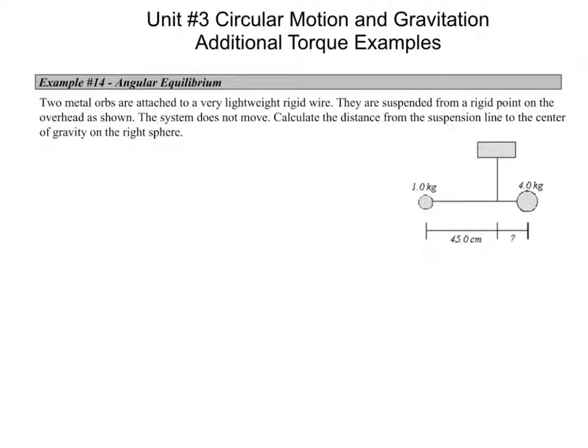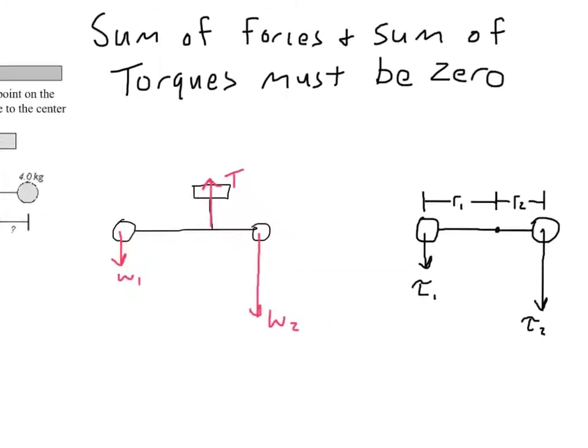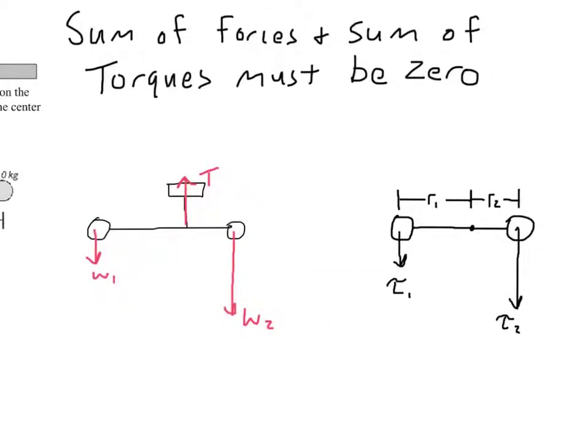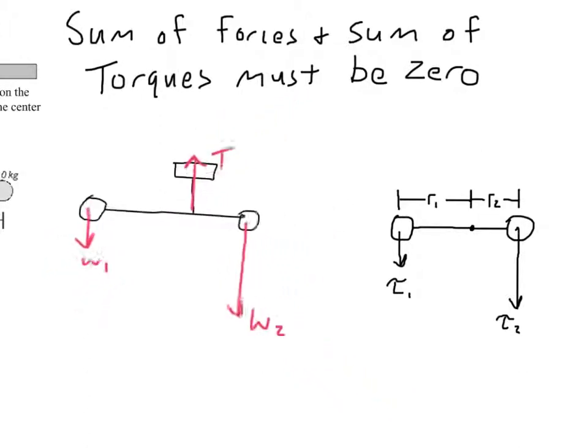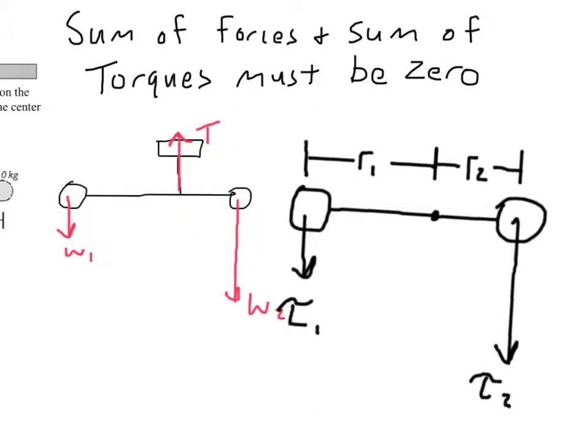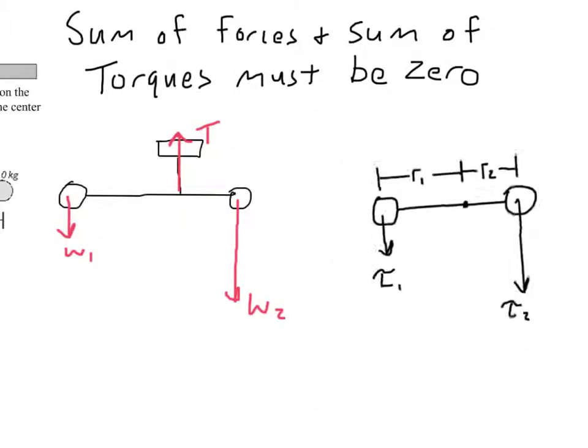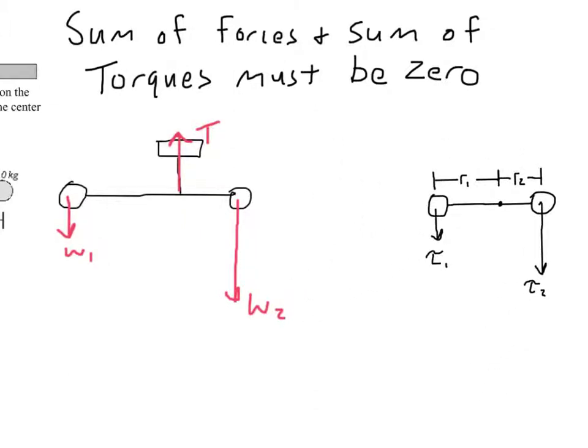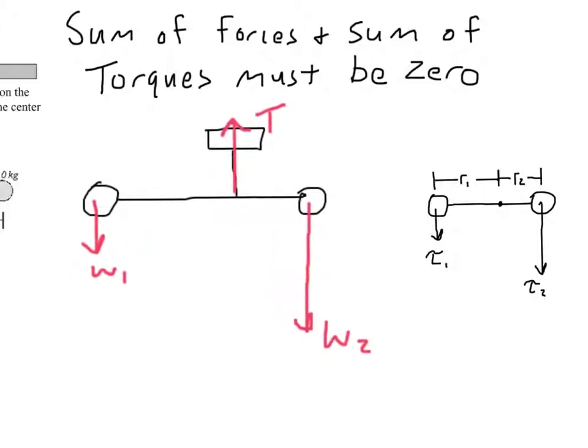So to begin this, we have to recognize the conditions for this static equilibrium are that the sum of forces and the sum of torques must be zero. So we're going to start with drawing two pictures. The first will be a free body diagram of the forces on this system, and the second will be a diagram showing the torques. So let's look first at the drawing of the forces on here.